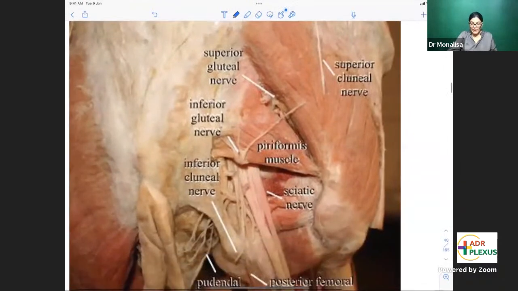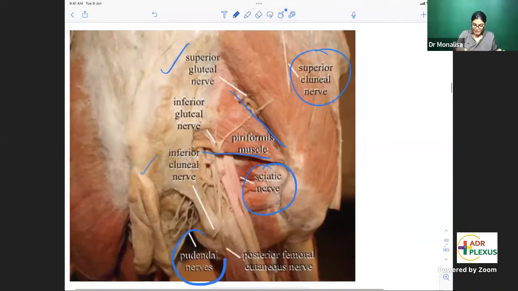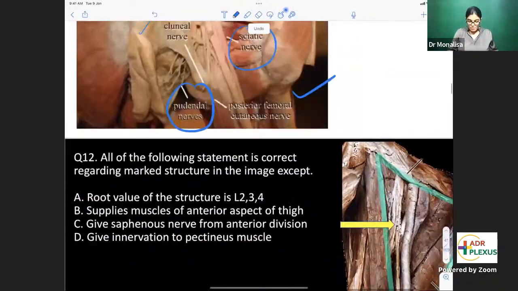Now, I would also like to show you a few cadaveric images where you can see superior gluteal nerves, inferior gluteal nerves, the key muscle, the piriformis muscle, the sciatic nerve, and also the pudendal nerve and the posterior femoral cutaneous nerve in this cadaveric specimen. Yes, minimus is absolutely right. Let's move on to the next.